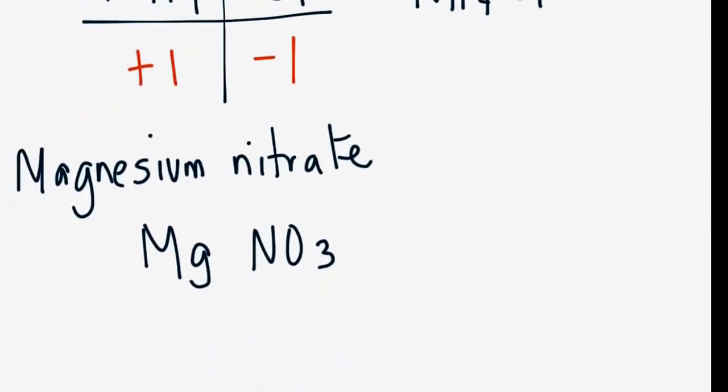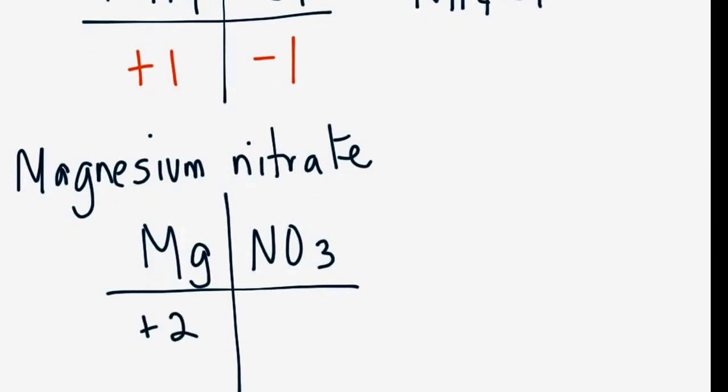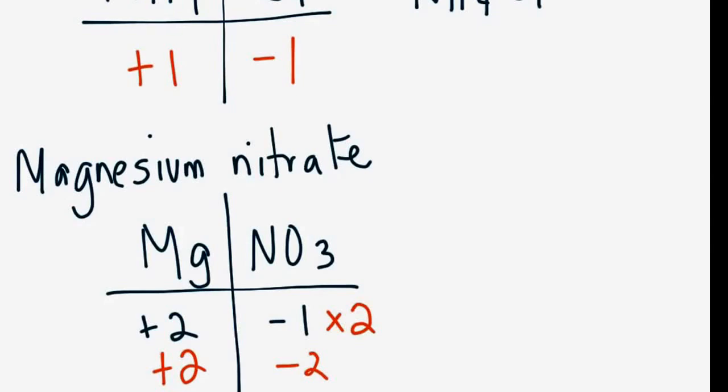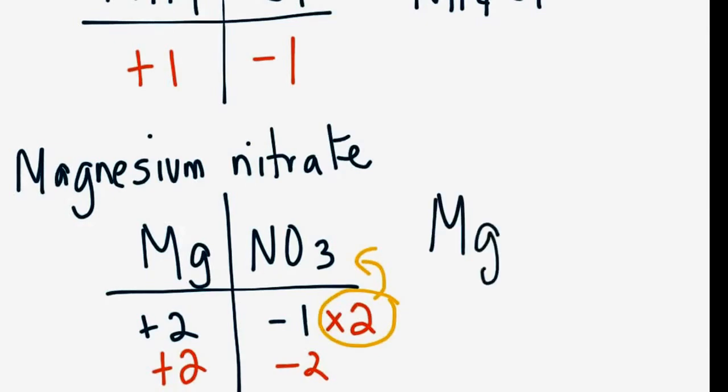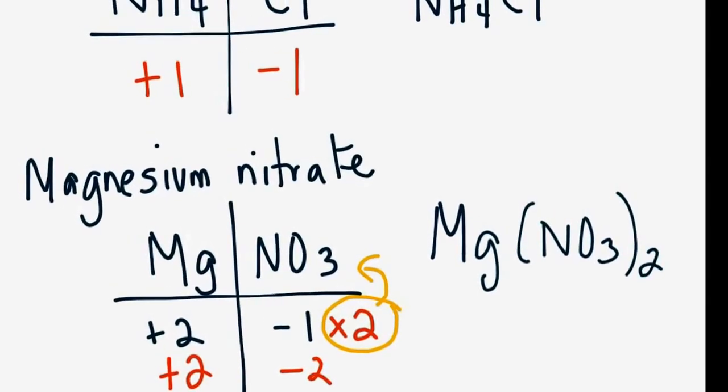Right, magnesium nitrate. Magnesium has a charge of +2. Nitrate has a charge of -1. So, if I multiply nitrate by 2, my total negative is -2, my total positive is +2. So, because I multiplied this by 2, I need 2 nitrates. So my formula becomes Mg(NO3)2. So the zero-sum rule might take a little bit of getting used to, but it's actually fairly simple.